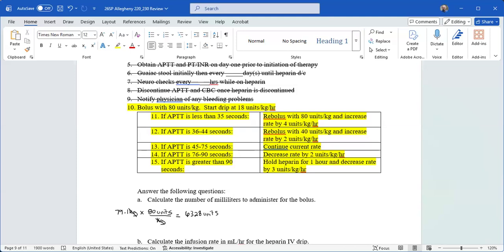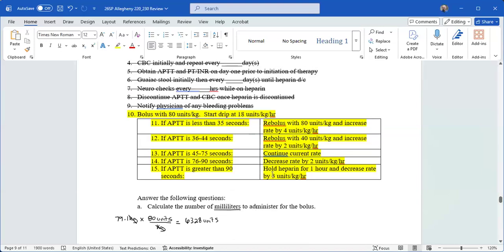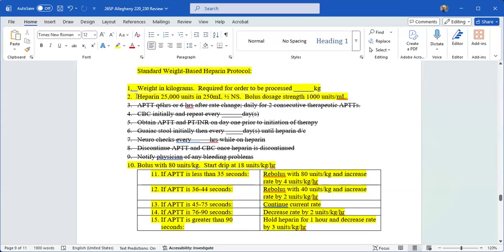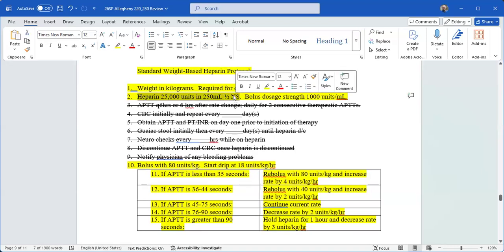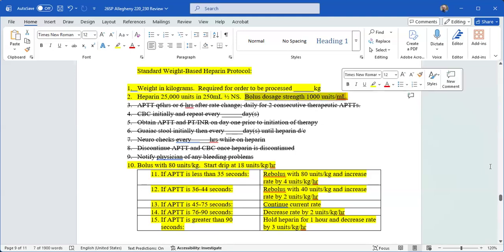And that's what my bolus dose is. It's 6,328 units. But the question is, how many milliliters? So I need to know how to convert via my available units to milliliters. So we look at step two of the protocol, and it tells me we have 25,000 units in 250 milliliters, half normal saline, which is your IV. And then it tells me we have a bolus dose strength of 1,000 units per milliliter.